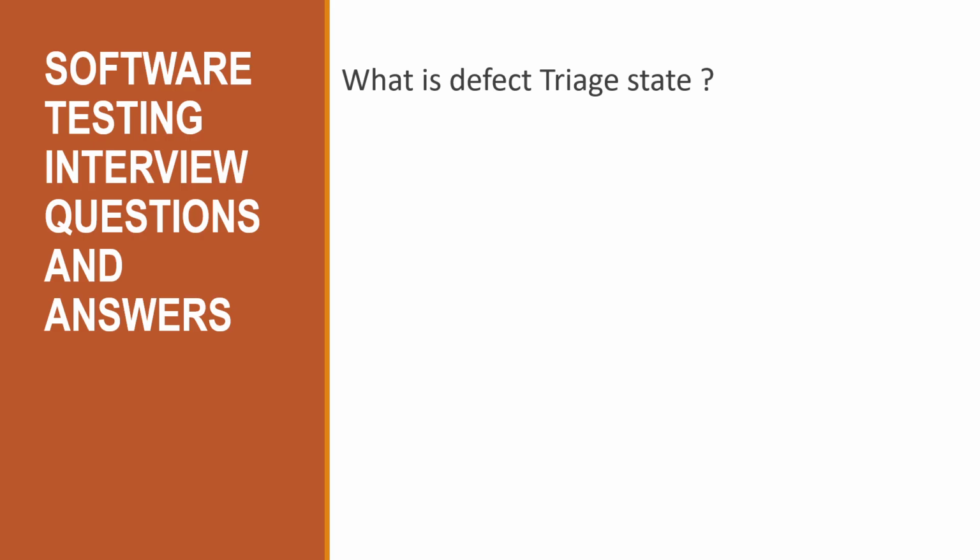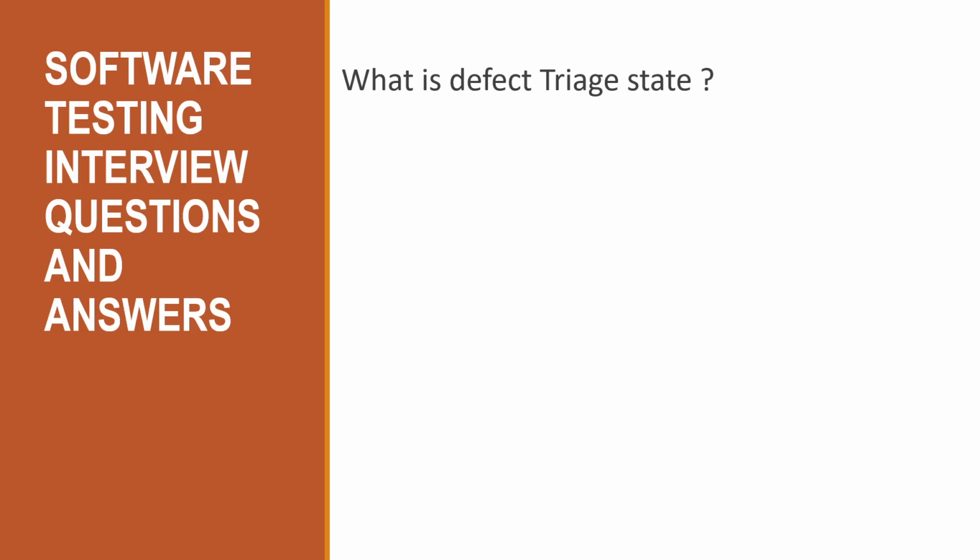So for that, the developer discusses internally with other developers before fixing the defect. This stage we can say is the triage stage. Triage state means it's a discussion stage. Before fixing that particular defect, they are discussing internally with the other developers whether they want to fix it or not, or whether it is as-design behavior. So this state we call the defect triage state.